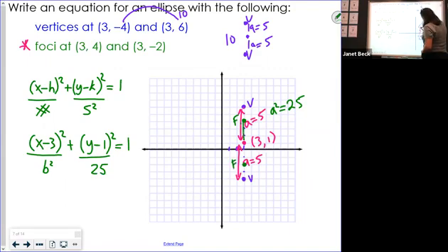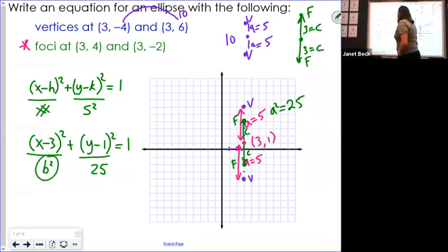So I'm going up 3 and down 3. That's my value of C. From the center, I'm going up 3 and down 3 to get to the foci. So that's telling me that C equals 3. But C doesn't appear in the equation.